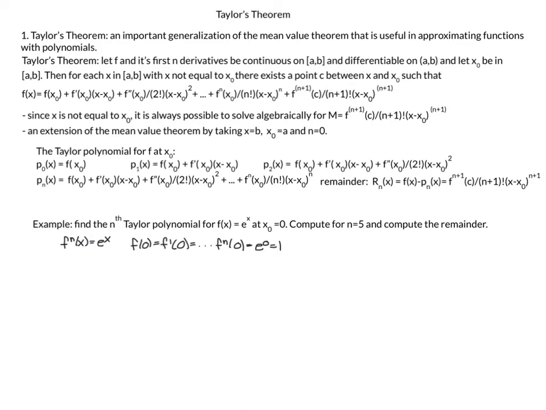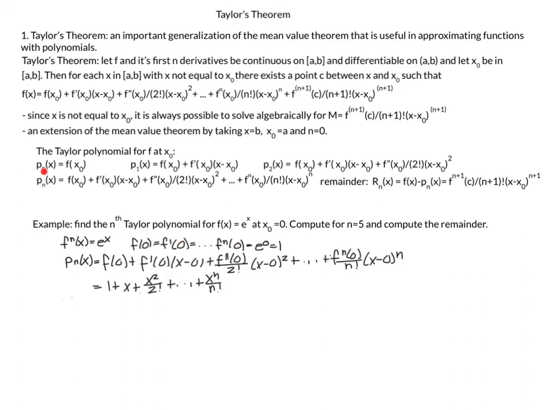Looking to see what we need, we do need to evaluate f at x naught as well as f prime at x naught, f double prime at x naught, up to n equals 5, f5 of x naught. What we can see is the nth derivative of e to the x is just equal to e to the x. So f of 0 is equal to e to the 0 equals 1, and that is equal to all of our derivatives.